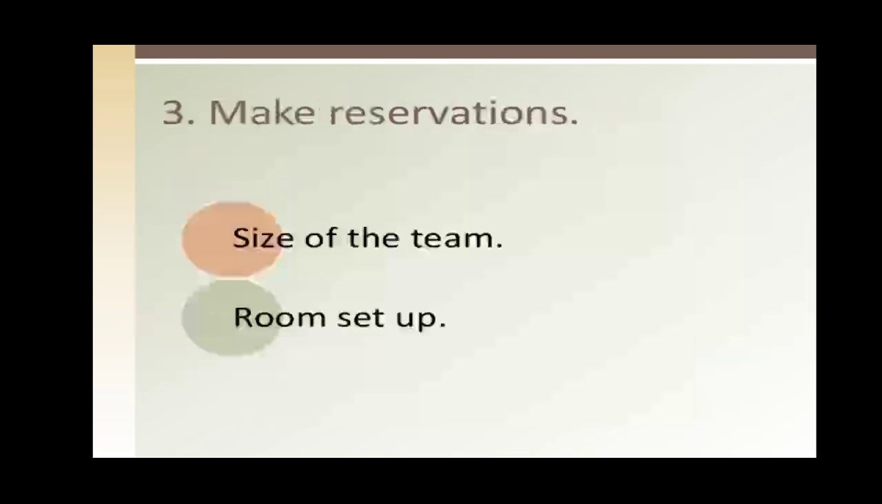The third one is make reservation. Before the meeting, you must know the size of the team. For example, if the size of the team is 10 members or 20 members or 100 members or 200 members, like that. The second one is room setup. Depending upon the size of the team, you have to set up the room also. You have to make the arrangements and alterations in the meeting room or meeting hall. So this is the third point that you have to keep in mind just before attending the meeting. One is the size of the team, another one is the room setup.